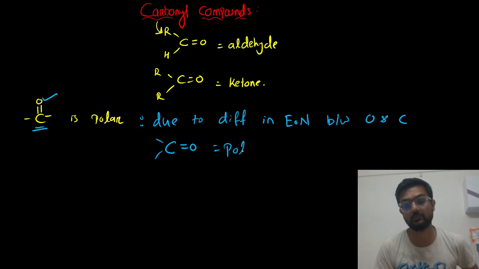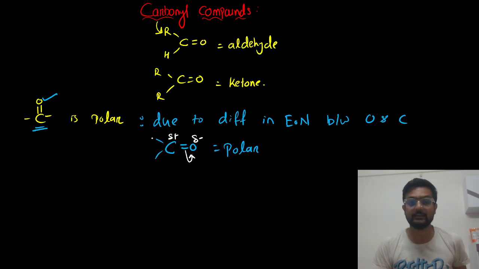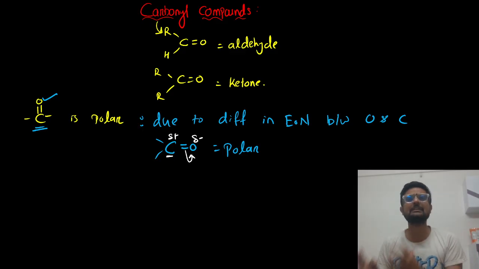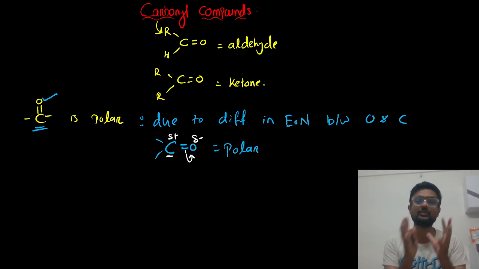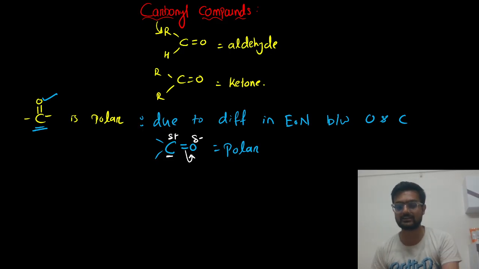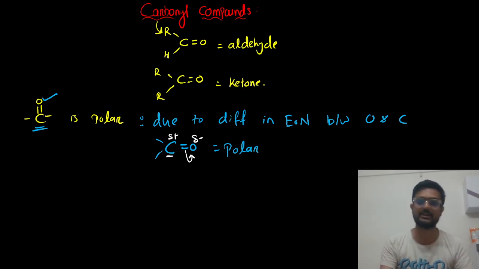This is my polar compound, and if it is polar, I can break this bond. How can I break this bond? I can break this bond like this. So this will get delta minus, this will get delta plus. Now what has this carbon become? Carbon became electron deficient. So any nucleophile or any electron-rich compound can attack this carbon. In this way, we can have different types of reactions which we are going to study in this chapter.